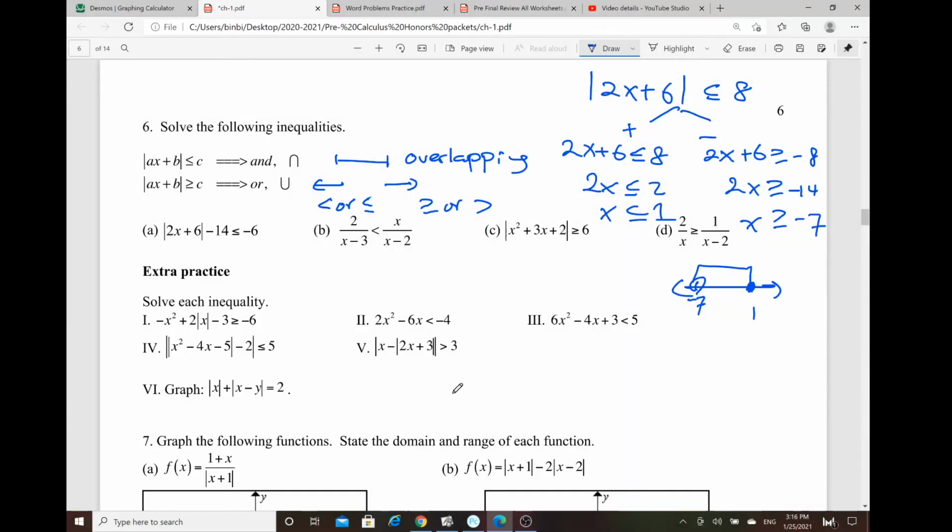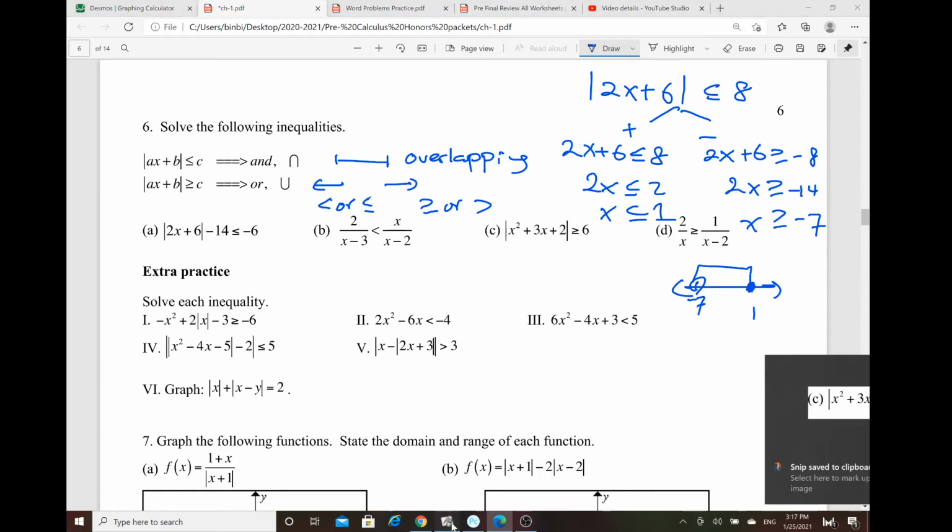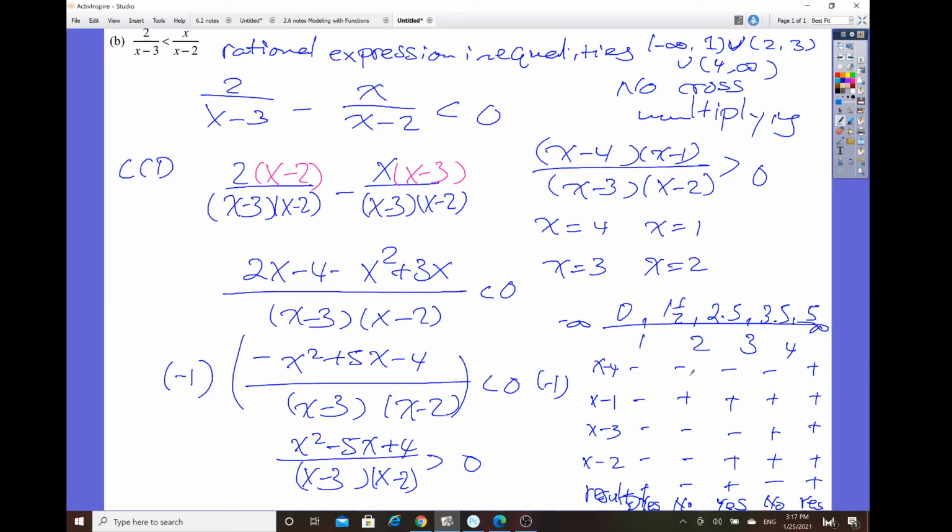So again, anytime you deal with a nonlinear inequality, that means we have to do the sign test with a chart like this, okay? So you need to find all the possible zeros, and then find the intervals in between. Okay, so now here's another one, but this time it's an absolute value, quadratic inequality.